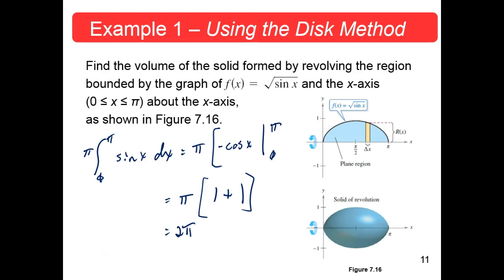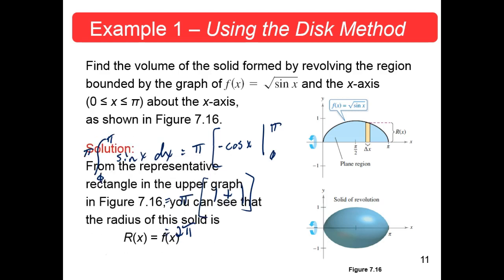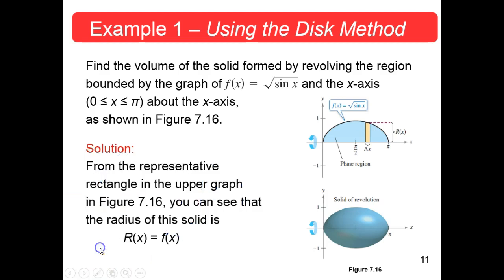Okay, pretty sure they're going to show us this, but let's, oh yes, okay. All right, let's see how they do it. Whoops, I'm going to have to erase mine. I didn't know they were going to fill in there. Okay. From the representative rectangle in the upper graph of figure 7.16 right there, you can see the radius of that solid is going to be your f of x, the y value, okay? That's what's going around. And that's the square root of sine x, okay?